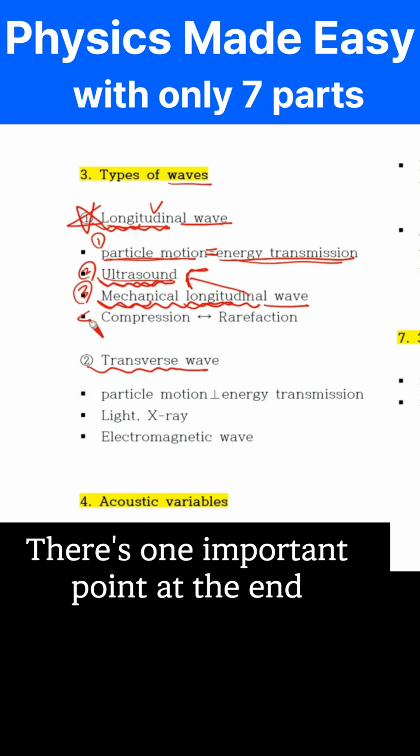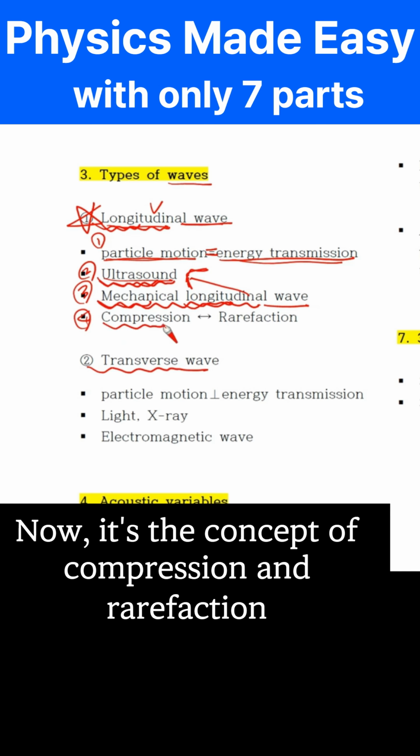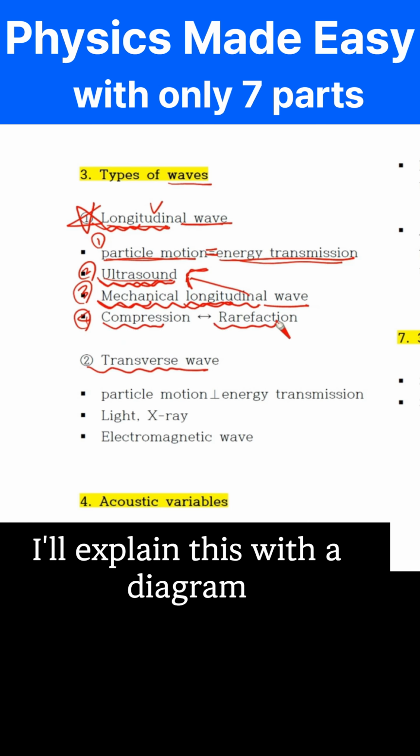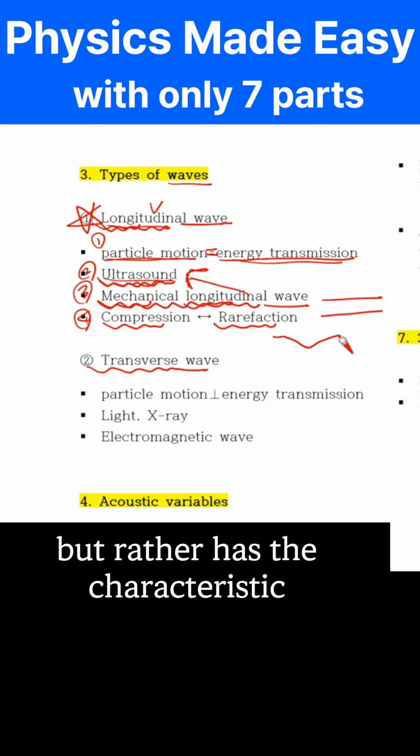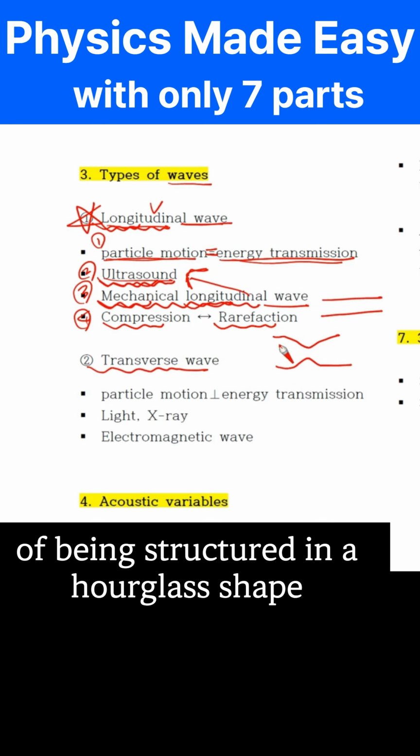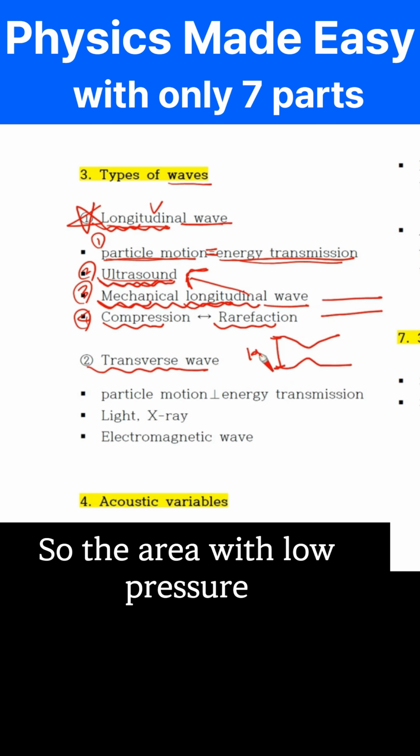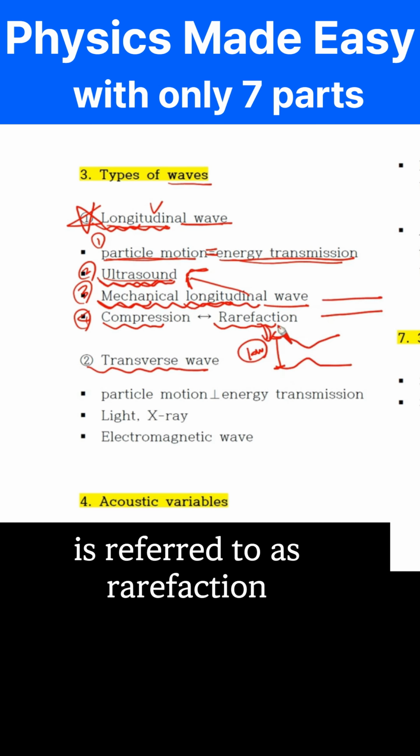There's one important point at the end. Now it's the concept of compression and rarefaction. I'll explain this with a diagram. A longitudinal wave is not composed in a single form like this, but rather has the characteristic of being structured in a granular pattern. So the area with low pressure is referred to as rarefaction.